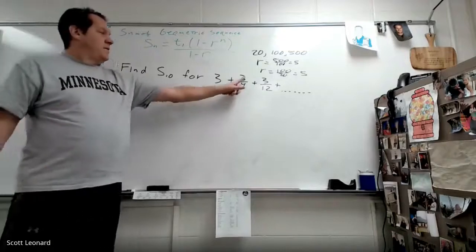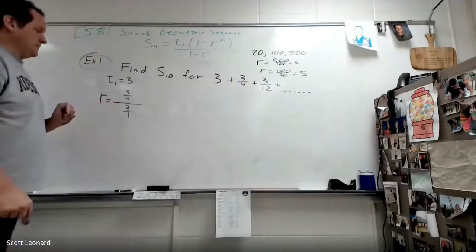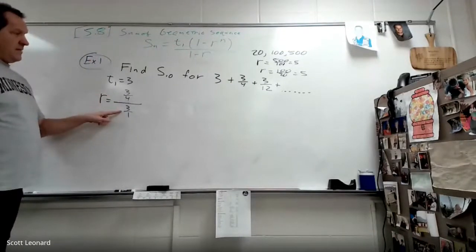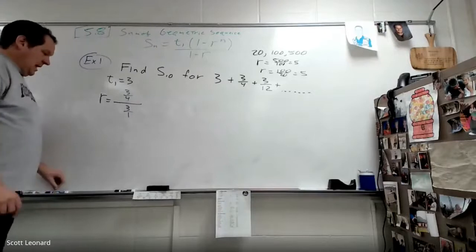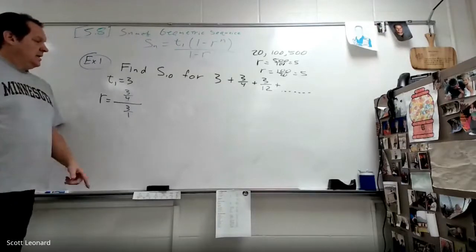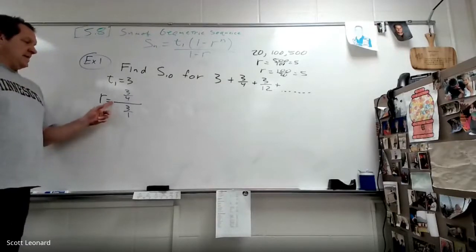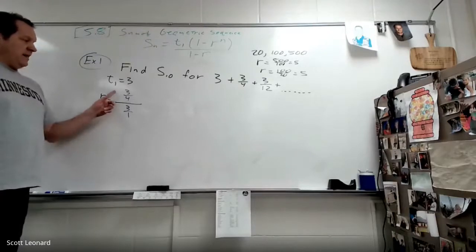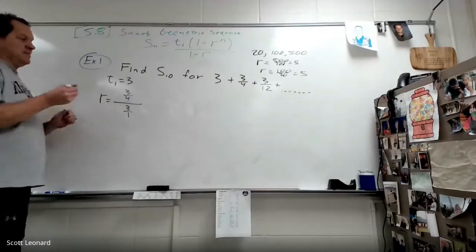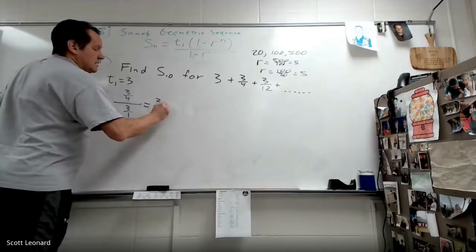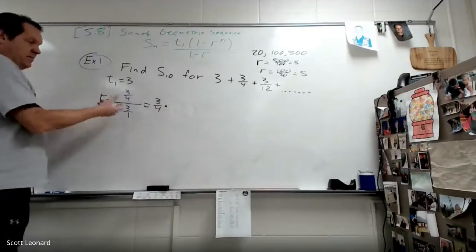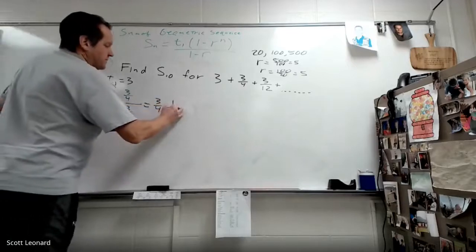So 3 fourths divided by 3. Now 3 is not a fraction, but to do this problem, I'm going to divide by 1, 3 divided by 1, to make it a fraction. And if you remember that dividing goes back to trimester 1, dividing a fraction by a fraction is the same thing as multiplying the first fraction by the reciprocal, by the flip of the second fraction.